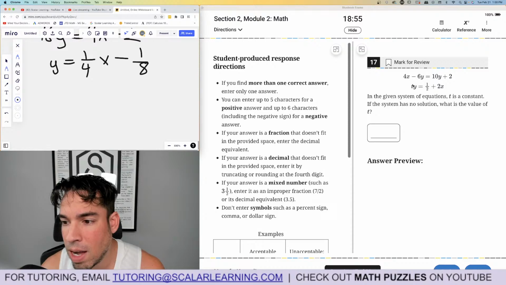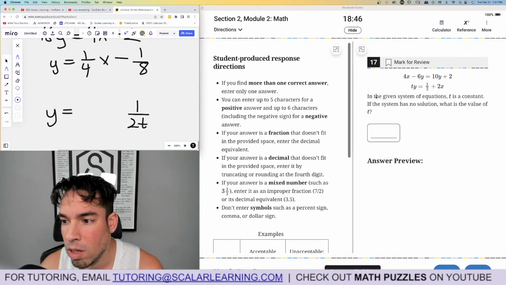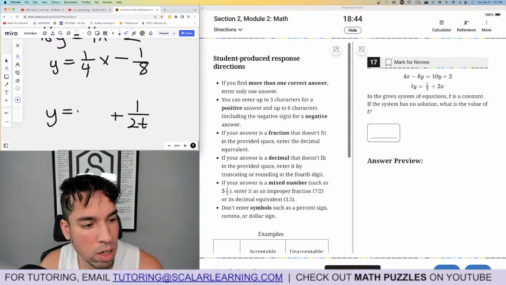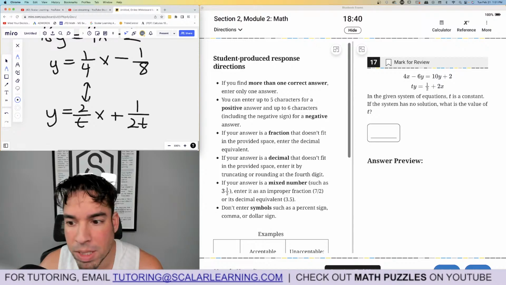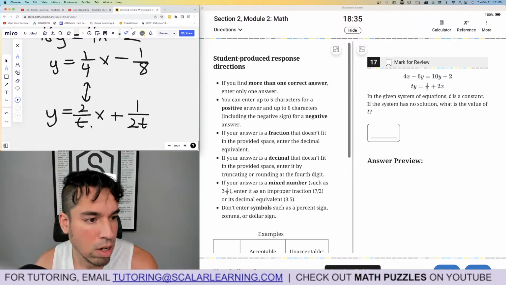Okay, so I'm going to divide both sides by t for the bottom one. y equals 1 over 2t. That's my y-intercept, and I'm just switching those around. 2 divided by t, 2 over t x. So these two guys have to be the same, and these two guys have to be different.